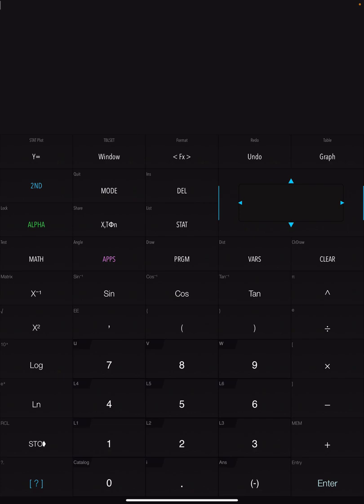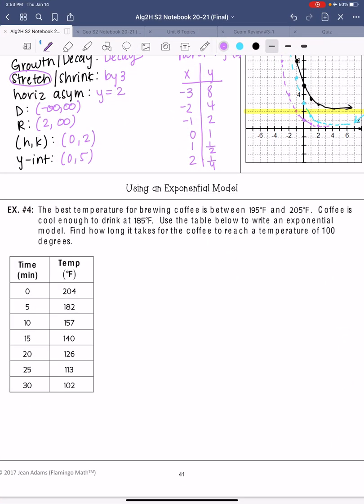All right, so let's go ahead and start. I'm going to write down the directions and then I'll show you how to do it on here. So go back here. Let's start writing directions. We're looking for the best temperature for brewing coffee, which is between 195 and 205. Coffee is cool enough to drink at 185. Use the table below to write an exponential model. Find how long it takes for the coffee to reach 100 degrees.